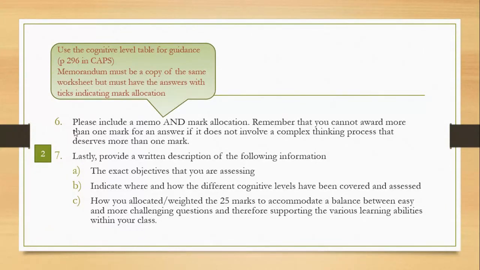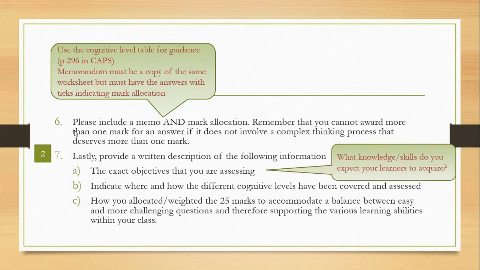Then the second part of this activity 2 is a written description with the following information. So a Word document with the following information. The exact objectives that you are assessing. In other words, what knowledge or skills do you expect your learners to acquire? Like you do with lesson objectives, you go to your CAPS curriculum and you see what you have focused on during your poster, your ISTARS activity 2, and you can add a few objectives to that. But in the end, your objectives and your questions should match.